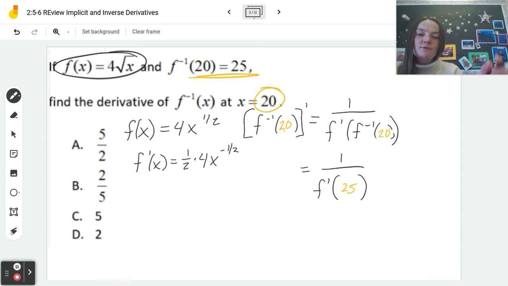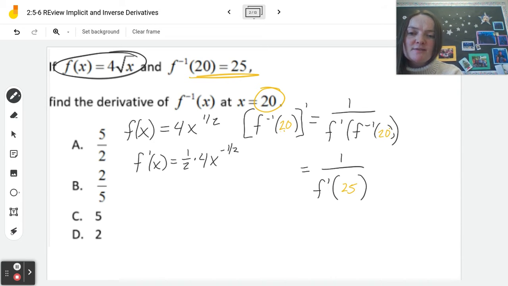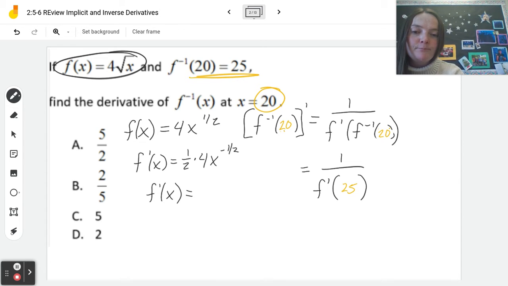So I'm going to power reduce there. If I simplify this a little bit, I could get f prime of x is equal to, I guess we'll just leave it, 2x to the negative 1/2. So all we need to do is replace. Okay, so what I want to know is what's f prime of 25?